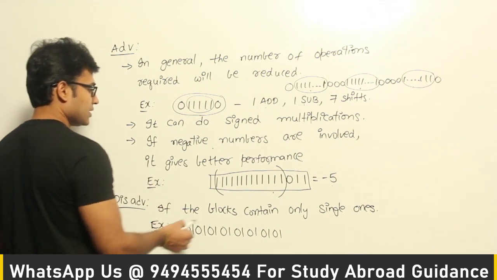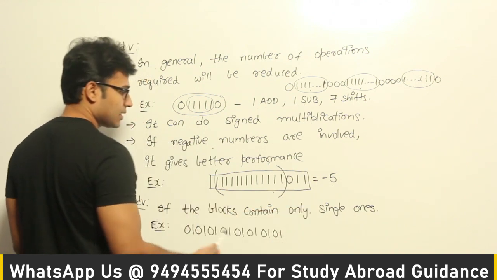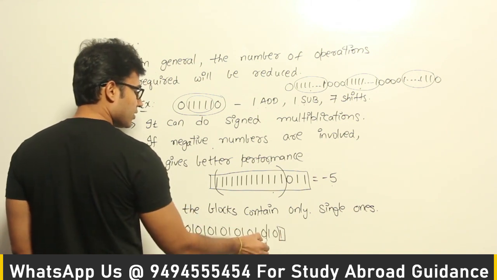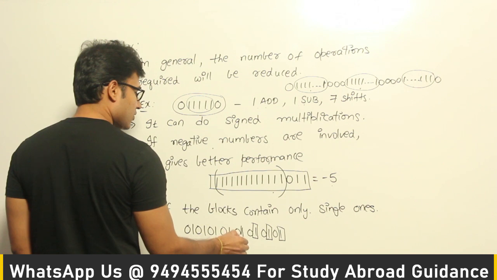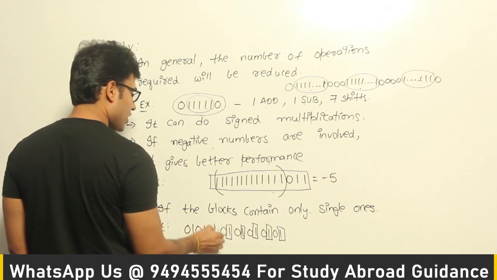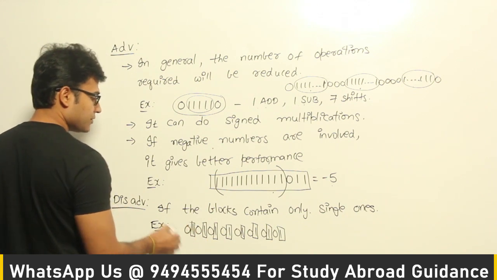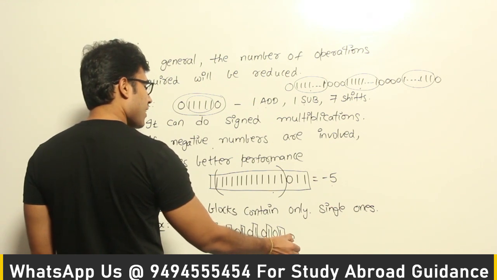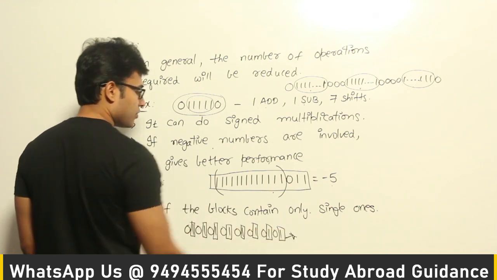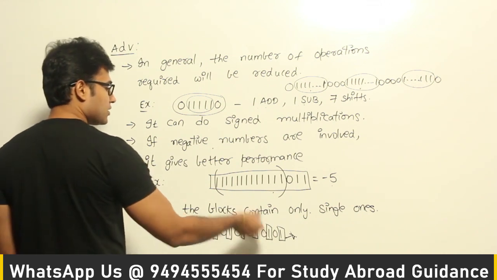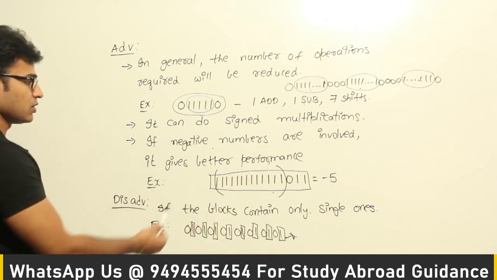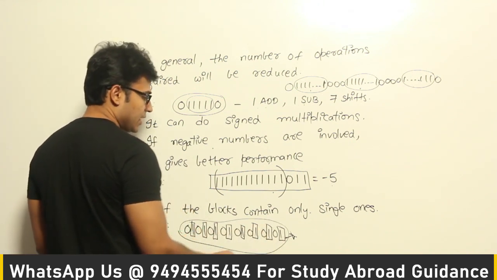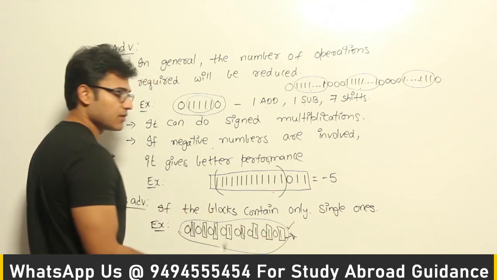And the disadvantage of this method is, if the blocks contain only single ones, then it is disadvantageous. For example, if you see this, here is a block containing only one 1. Here also a block containing one 1. Whenever you have blocks which contain one 1, for every block this algorithm will consider every one as a single block, and for every one we are going to have one addition and one subtraction. Compared to one addition required in the case of partial sums, it is going to give you worse performance. So for such an input we are going to get worse performance, but anyway getting such an input is very rare.